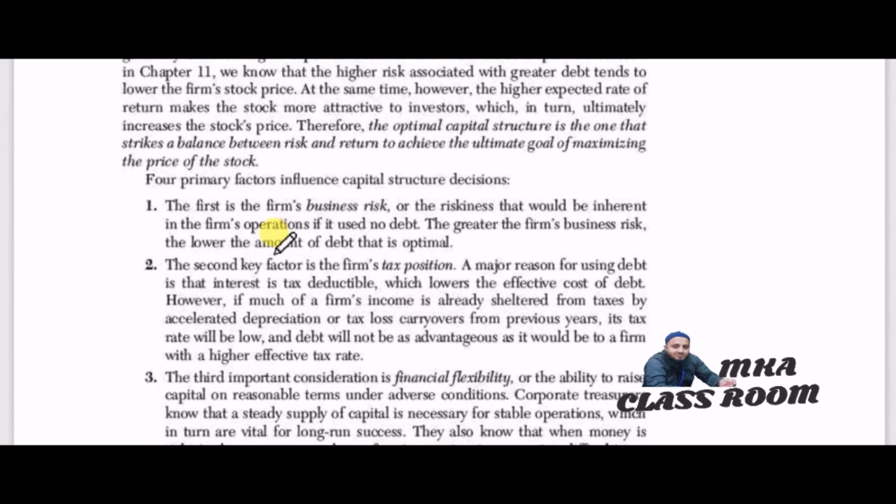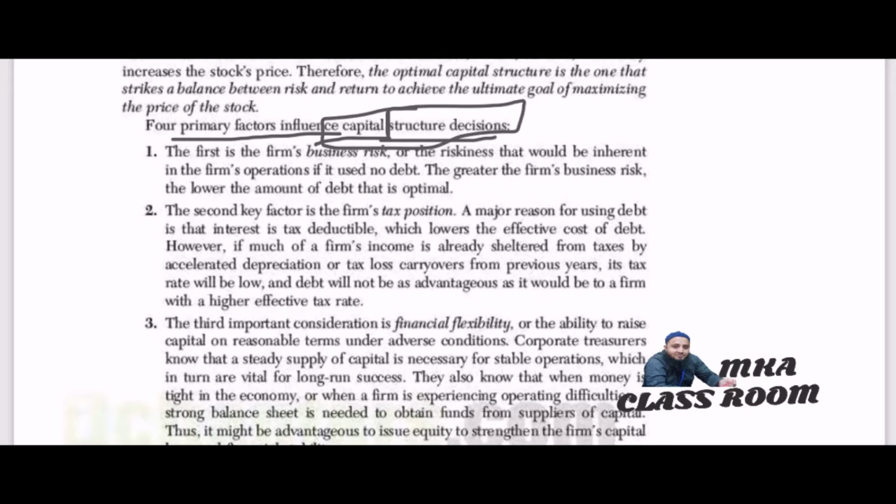So here we will see the four primary factors that influence capital structure decisions. Now we will try to discuss capital structure decisions. A company's risk characteristics stem from two sources: business risks and financial risks. Business risk is that part of a company's risk inherent in its operating conditions, and financial risk is the part of a company's risk which results from the use of debt in its capital structure.